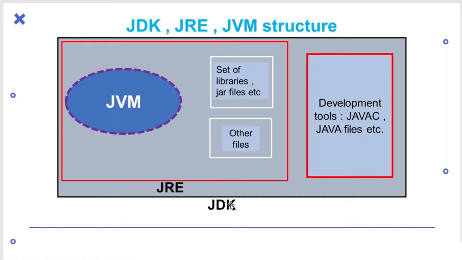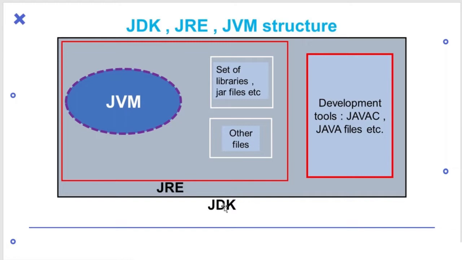JVM, the Java Virtual Machine, is the smallest part. Then the Java Runtime Environment contains a set of libraries, jar files and some other files, and it contains the JVM also. This creates the JRE. Then there are the development tools, containing the Java compiler files, and together with the JRE and JVM, all of it makes the JDK. So we downloaded the JDK, and it contains the JVM, JRE and everything. It will execute our Java file and give the desired output. So these are the basic concepts of JRE, JVM and JDK.